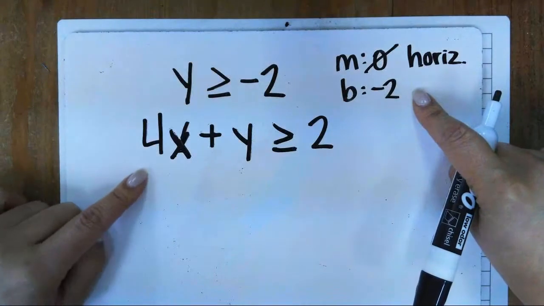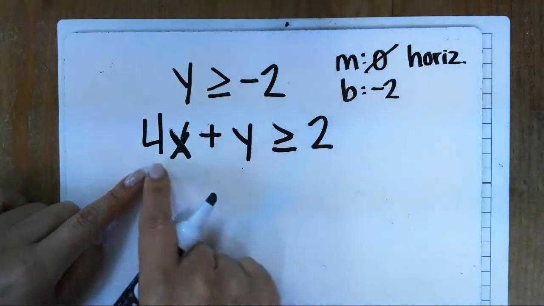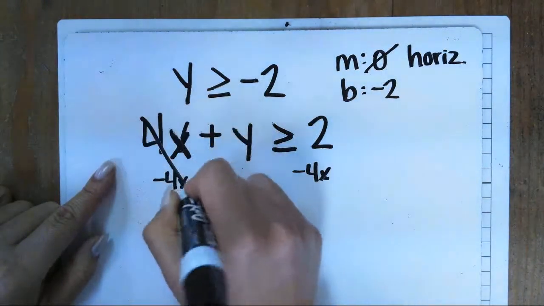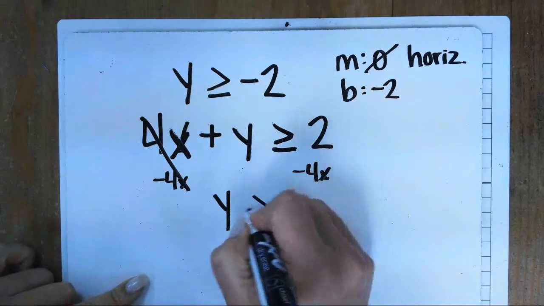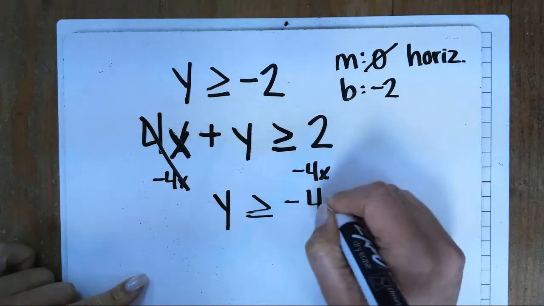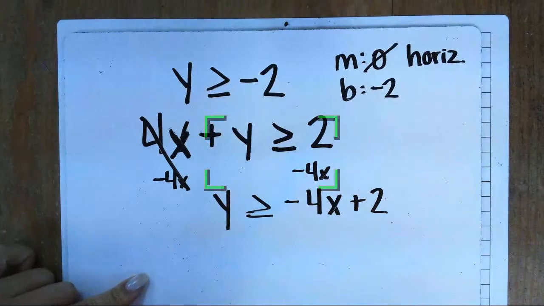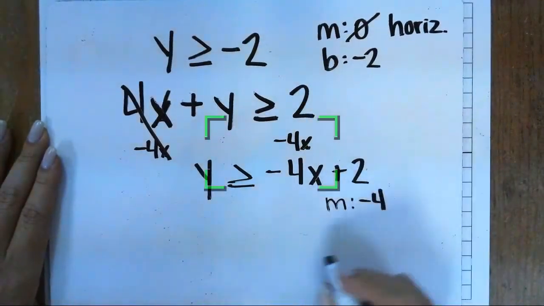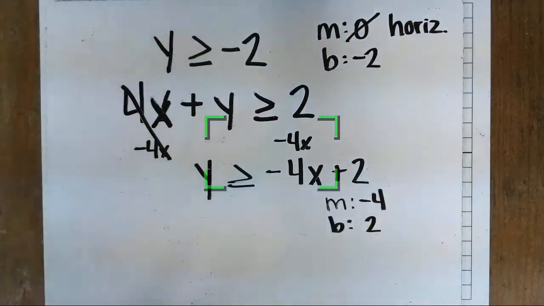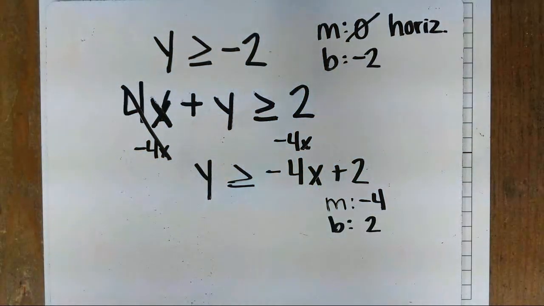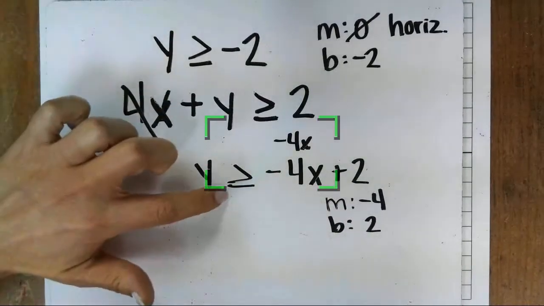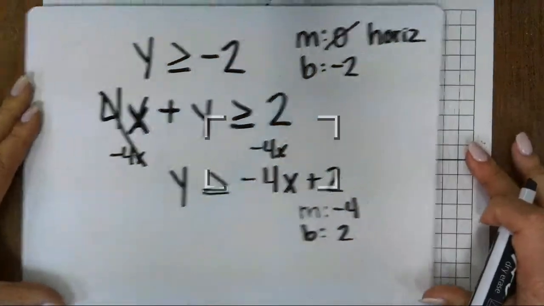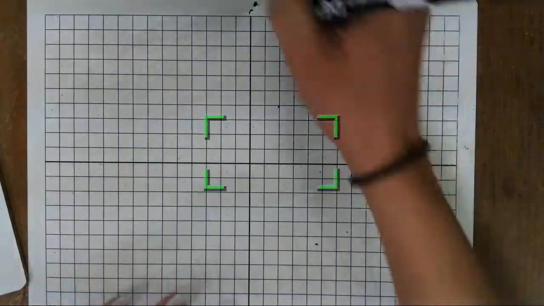Now for this equation, I need to rewrite it in slope-intercept form. So I subtract 4x from both sides. That cancels from here, and I'm left with y is greater than or equal to -4x plus 2. Now my slope for this line is -4, and my y-intercept is +2. Notice that both of these have equal signs attached to them, so I'm going to have two solid lines. Now I'm going to graph those on my grid here.